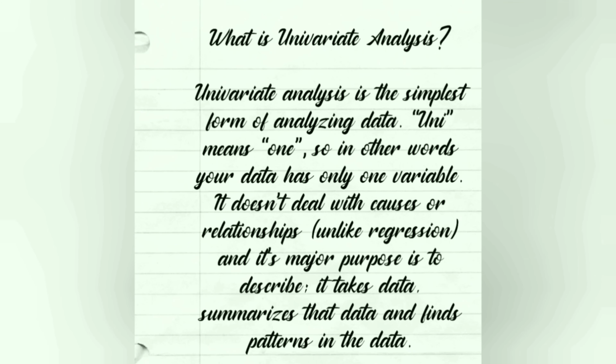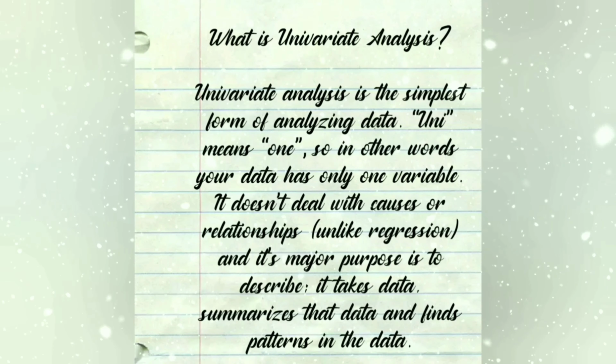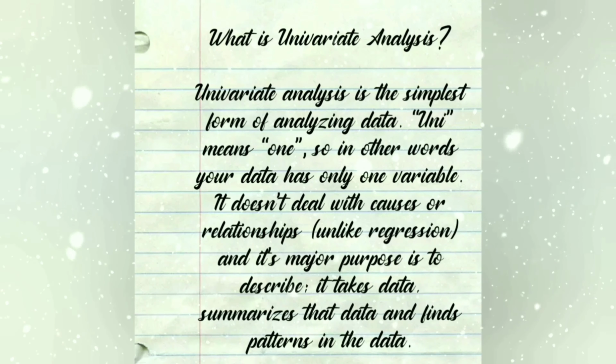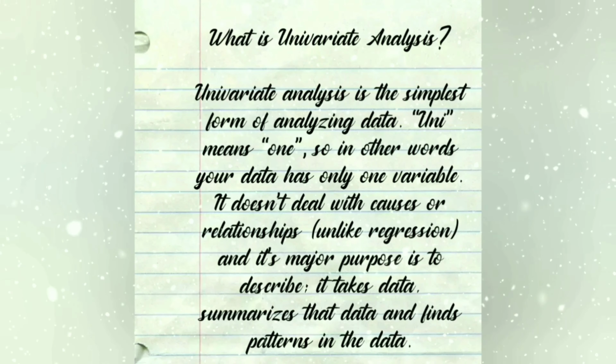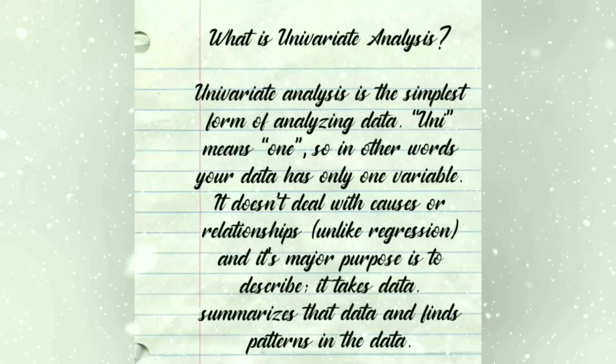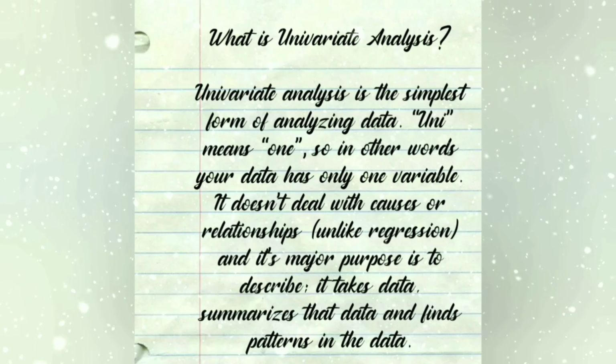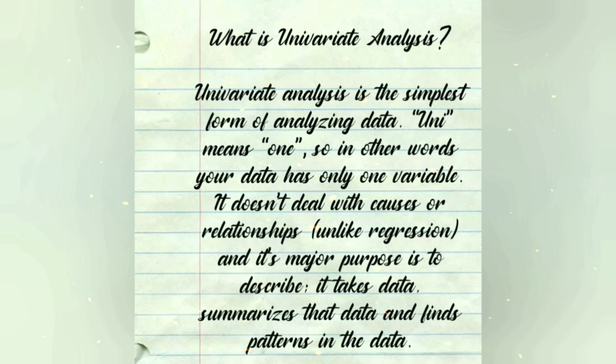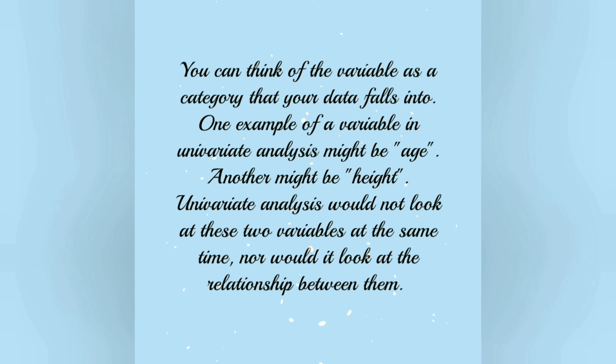What is univariate analysis? Univariate analysis is the simplest form of analyzing data. Uni means one, so in other words your data has only one variable. It doesn't deal with causes or relationships, unlike regression, and its major purpose is to describe. It takes data, summarizes that data and finds patterns in the data.